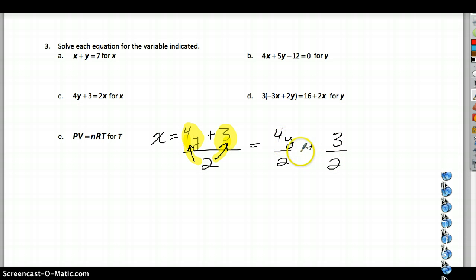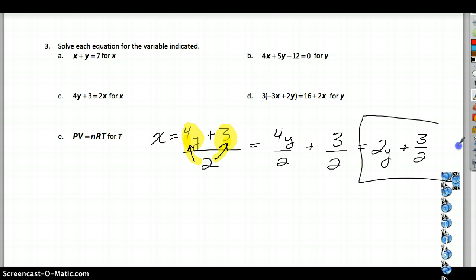I could simplify that a little bit then. 4 divided by 2 is going to give me 2y, plus 3 divided by 2. That'll give me a fraction, so I'll just leave it as 3 over 2. So your full answer on that could be 2y plus 3 halves.